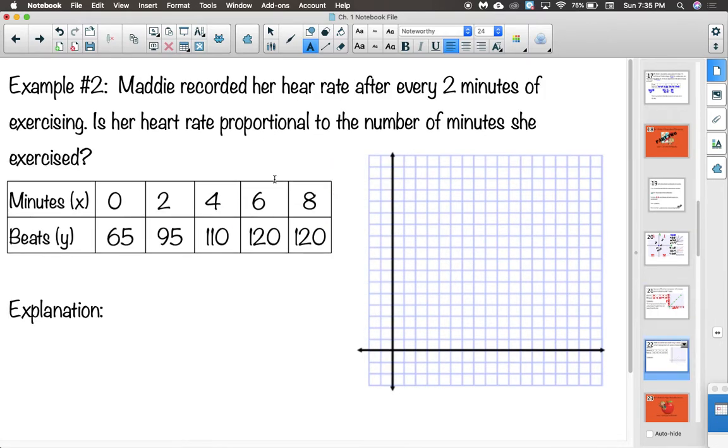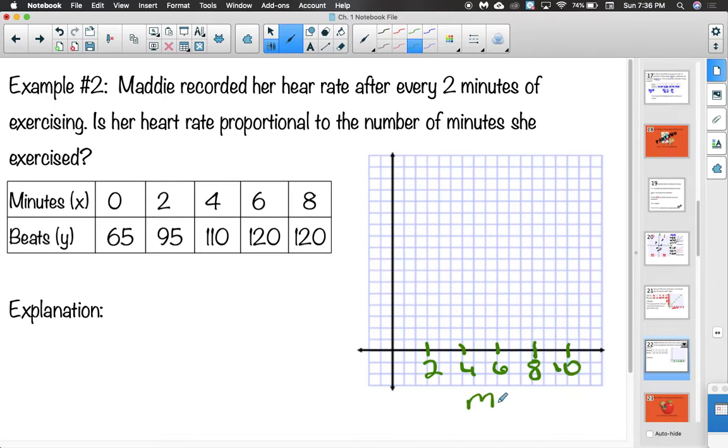Okay, let's see one more. This one's a little faster because the table's already built for us. It says Maddie recorded her heart rate after every 2 minutes of exercising. Is her heart rate proportional to the number of minutes she exercised? All right, so we can go ahead and do our table again. I'm going to skip 3 this time. And that'll be 2, 4, 6, 8, and 10 minutes down here on the x coordinate. There we go. And here I'm just going to do 50s.